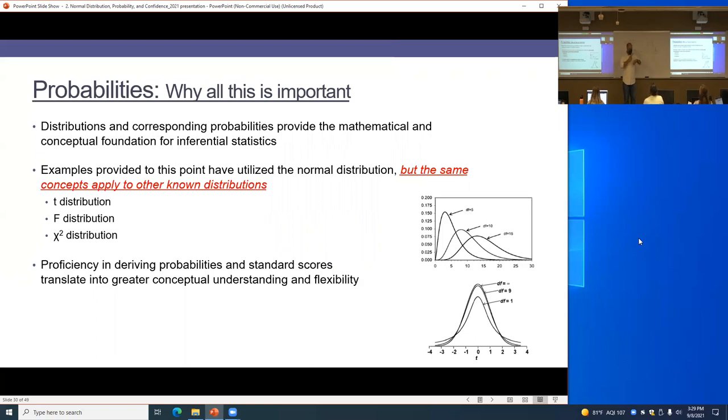All right, cool. Let's take a 10-minute break, come back at 3:40, and then we'll jump into confidence intervals.